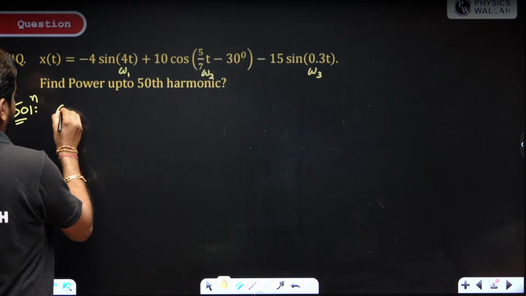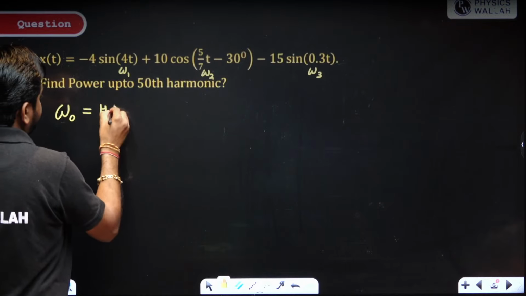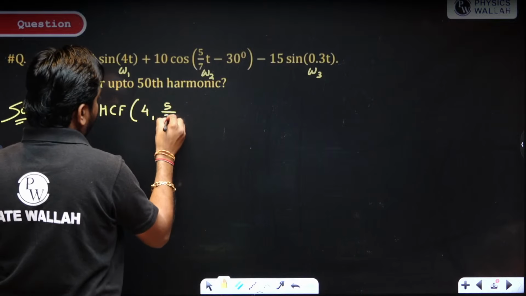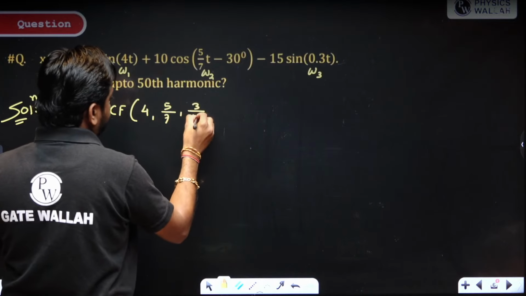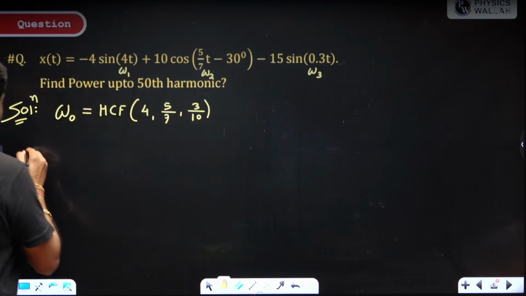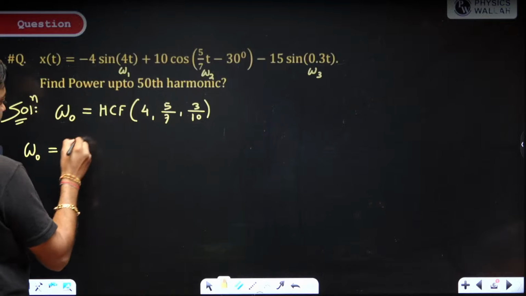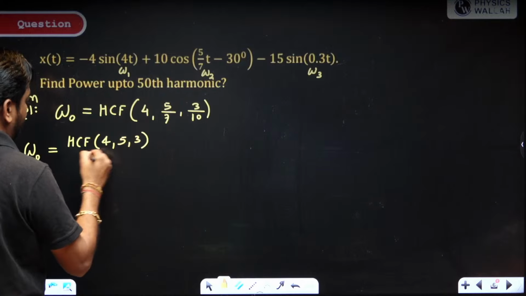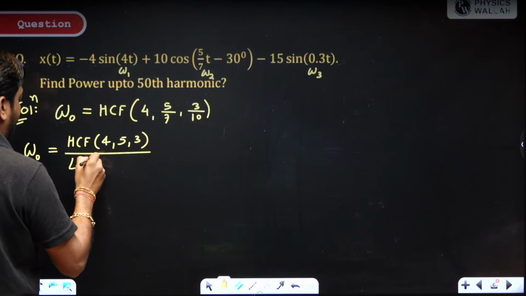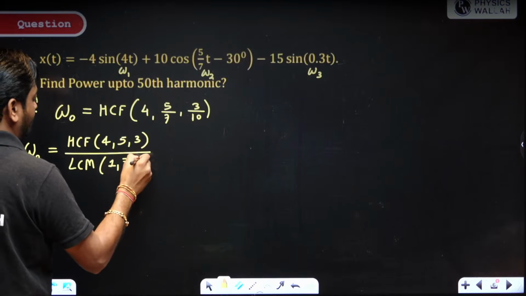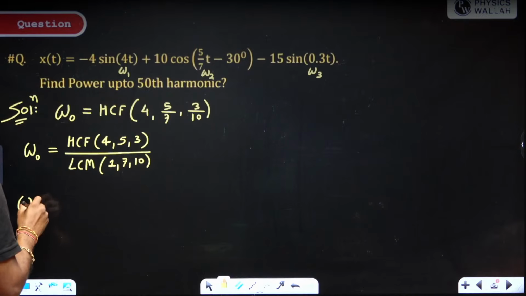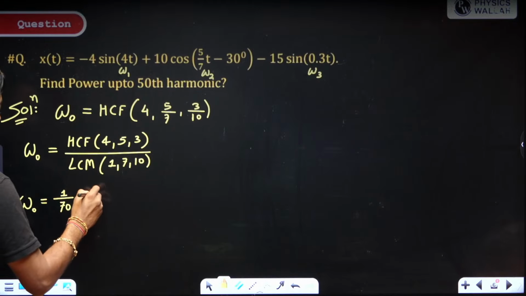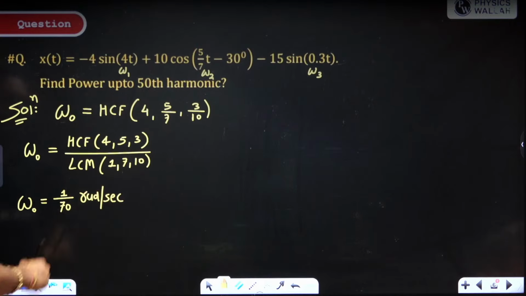So the very first step is to find the fundamental frequency. Omega 0 is the GCD of the individual frequencies. Omega 1 is 4, omega 2 is 5 by 7, and omega 3 is 3 by 10. So first of all, tell me the fundamental frequency. So GCD of the numerators, that is GCD of 4, 5, 3, and LCM of the denominators 1, 7 and 10. So omega 0: GCD is 1 and LCM is 70. So 1 by 70 radian per second.